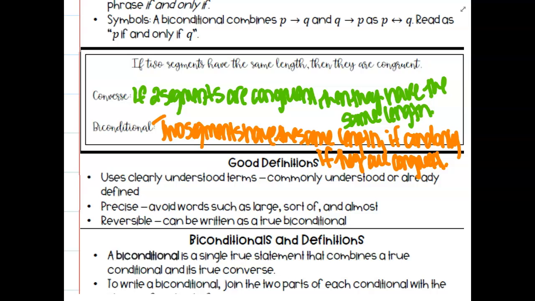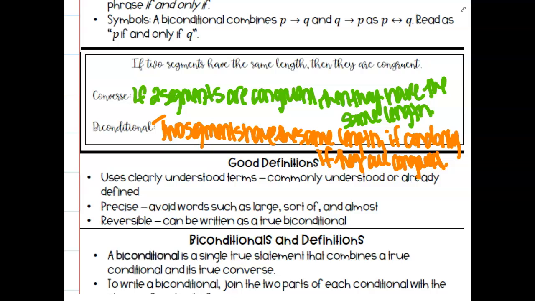Where the biconditionals are going to come in really handy, all too soon, is when we start talking about proofs, and we're going to be using a lot of definitions. Maybe not in the sense of definitions you're used to, like the ones you look up in the glossary in the back of the book and copy down at the beginning of the chapter. As far as a mathematical definition goes, if something is truly a good, acceptable definition, three things have to be true. One, it has to use clearly understood terms, like up here, two segments have the same length, they are congruent.